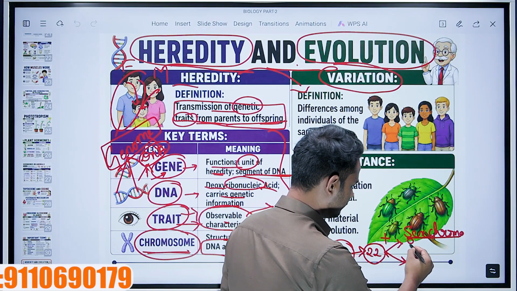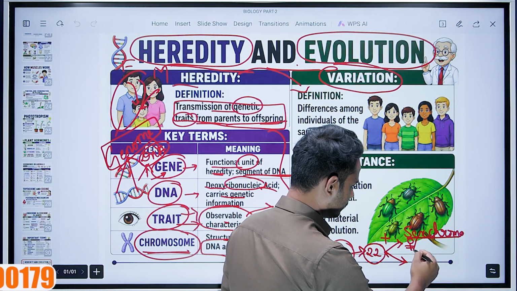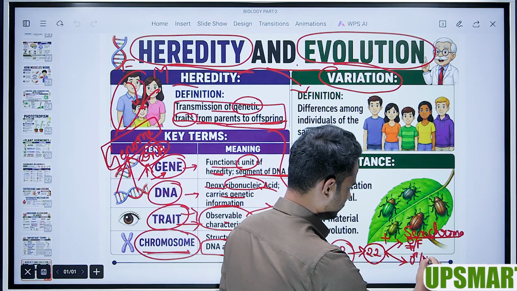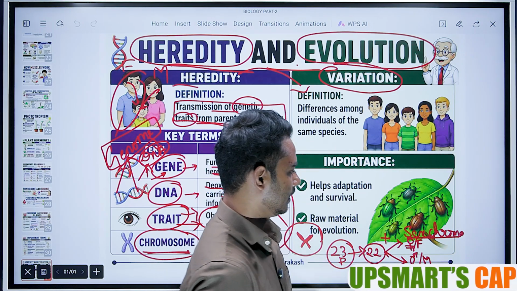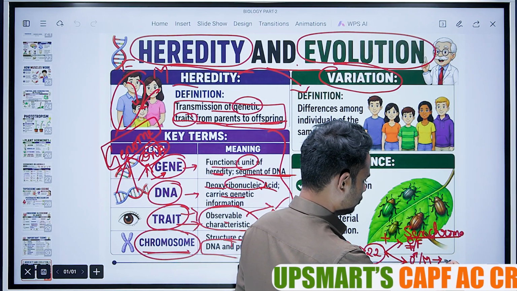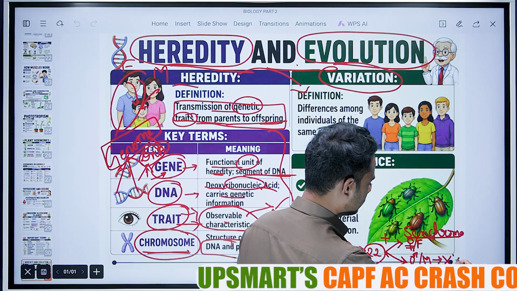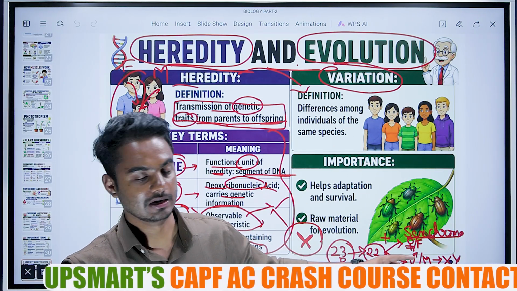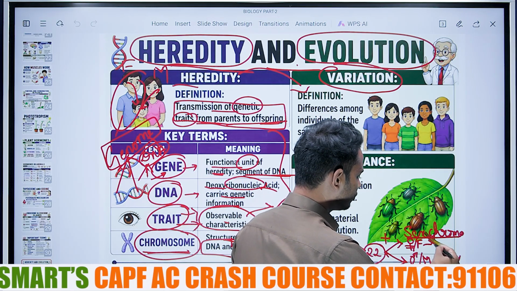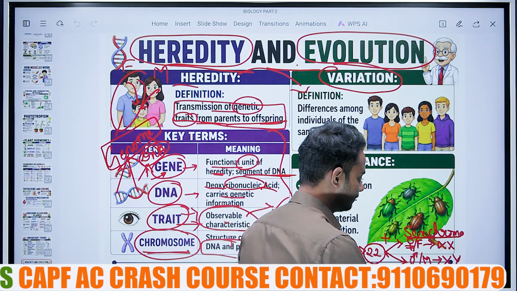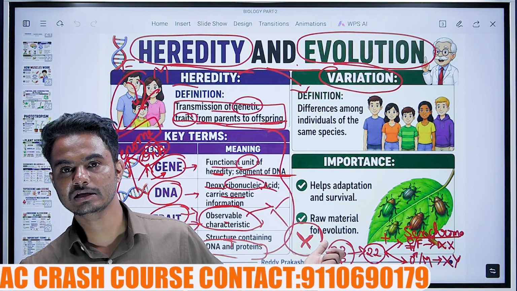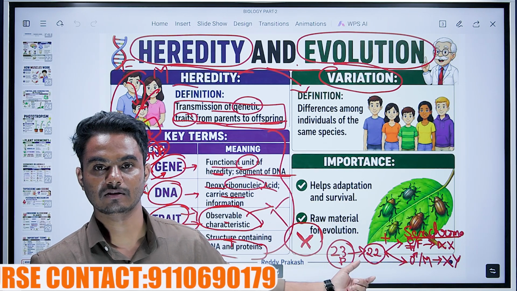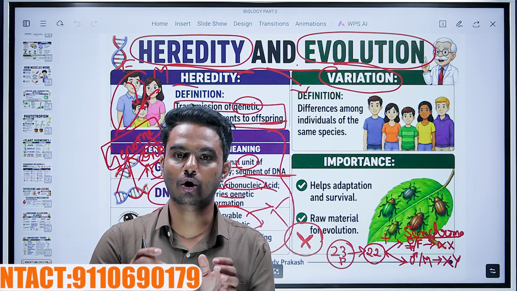For a male, you will be having the sex chromosomes XY, 1X and 1Y. For a female, you will be having 2X. Fine. This is the number of chromosomes, and the XY and XX determine whether you are male or female.